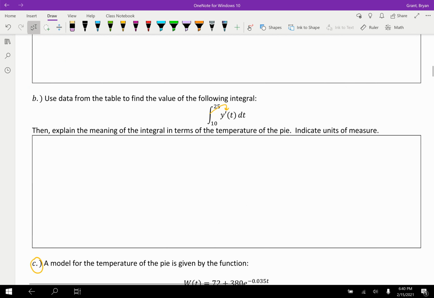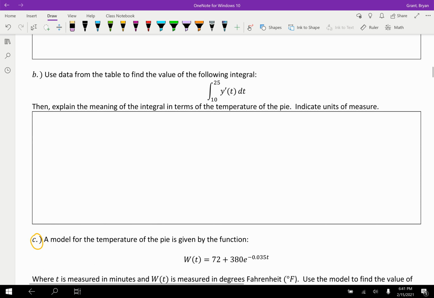Second, nowhere in part B does it say use the data to find the approximate value of the following integral. It just says find the value, which means there is an exact answer and there is no reason to be doing an approximation. So remember, there are two ways to evaluate a definite integral. Option one is you have the graph and you find the exact area underneath the graph, but I don't have the graph of this. So option two is to use the fundamental theorem of calculus.